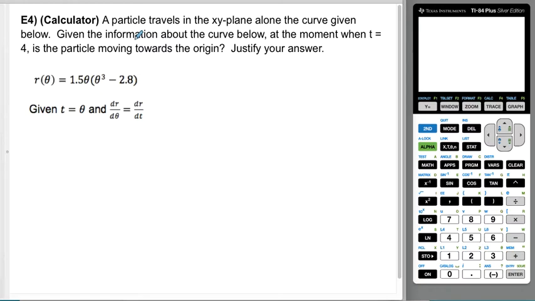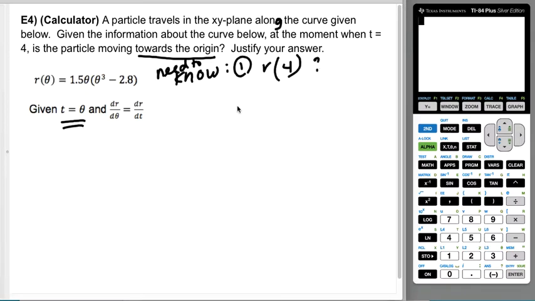So this is a calculator problem. A particle travels in the xy plane along the curve given below. Given the information about the curve, at the moment when t is 4, is the particle moving towards the origin? Justify your answer. So what I'm going to need to know is the radius at 4, and the two things I need, right? I need to know, 1, what is r of 4, because we were told that t is the same as theta, right? And 2, what is r prime of 4? And that's going to be enough for me to answer, like dr dt or r prime of 4.